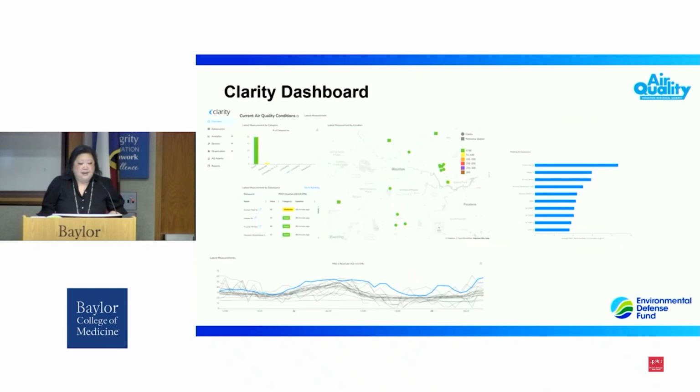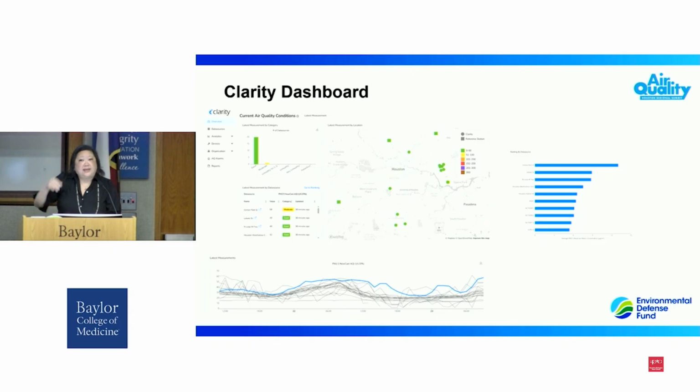So here's an example of one of the low-cost sensors that all of our Data to Action communities have used. And this is what it looks like when you go onto the dashboard of that sensor manufacturer. You can see spatial differences. You can see temporal differences over time.